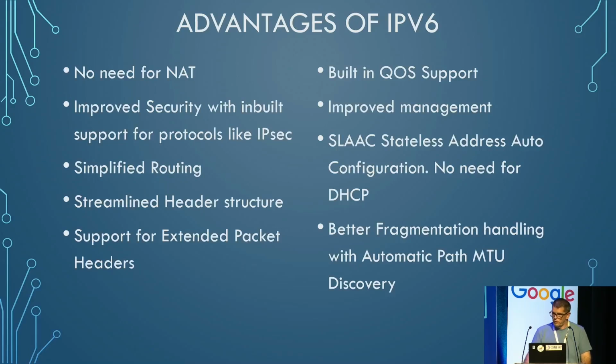Other than the obvious advantage of a ridiculously large amount of IPs, there are a lot of other advantages to IPv6. The removal of the requirement for NAT is a big one. While NAT still does exist in some scenarios for IPv6 where you're doing dual stack, it's typically no longer used. Improved security with end-to-end IPv6 communications and things like inbuilt support for protocols like IPsec. Simplified routing leading to lower router overheads and increased speed. A streamlined header structure with native support for extended packet headers.